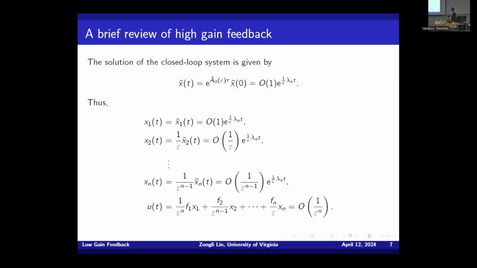Now we want to go back to look at the original state. So the original state x1, remember x1 and x1 tilde, they are the same. So x1 here still starts with a constant and then decays to 0 very fast. Is that right? Now we look at x2 here. x2 tilde will scale down. Now we go back to x2, then it has to be scaled up by 1 over epsilon, right? So we have 1 over epsilon, then suddenly the order here is 1 over epsilon, is that right? And this still goes to 0 very fast.